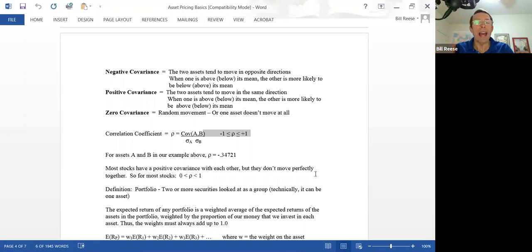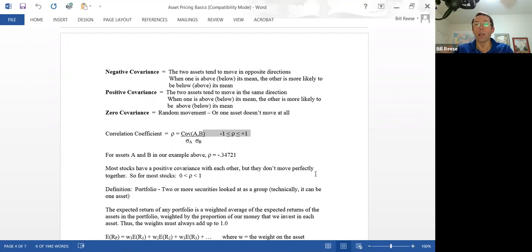We're going to see that that's very important. Pairs of assets that have a correlation of -1 can be used to eliminate risk. You can create a risk-free portfolio by combining two assets that are perfectly negatively correlated. We're going to talk more on that later, but right now, I just want you to understand this concept, okay?